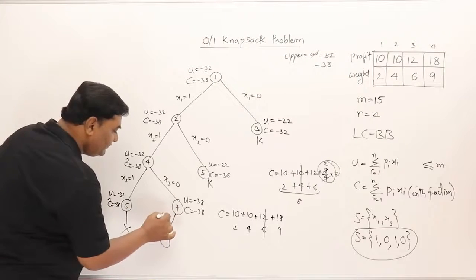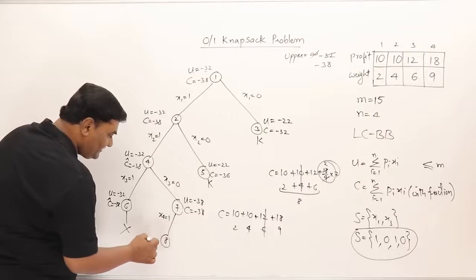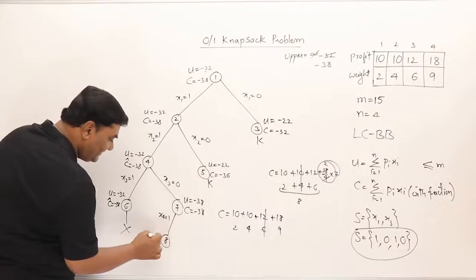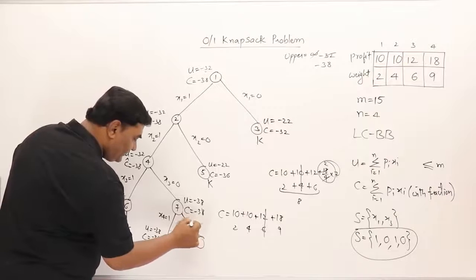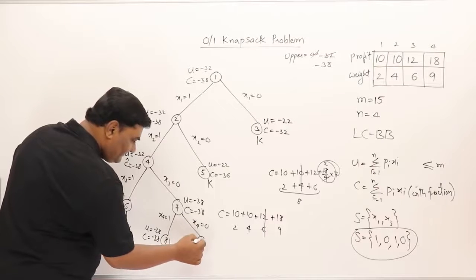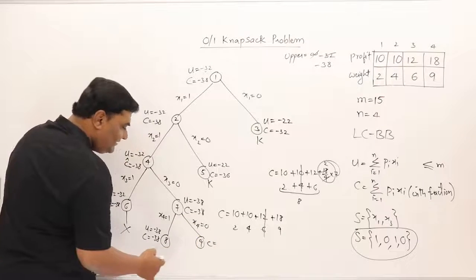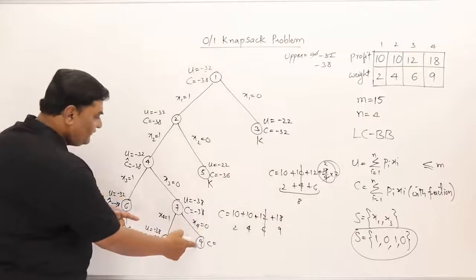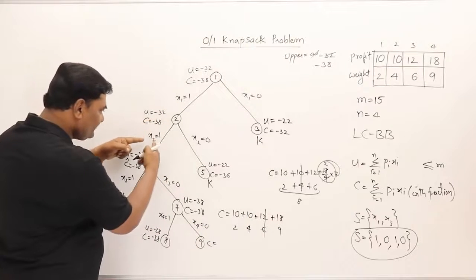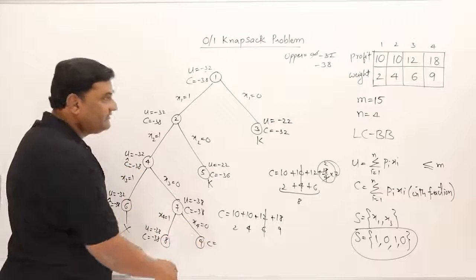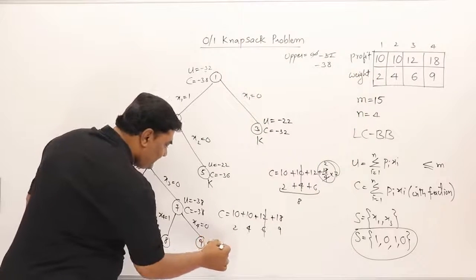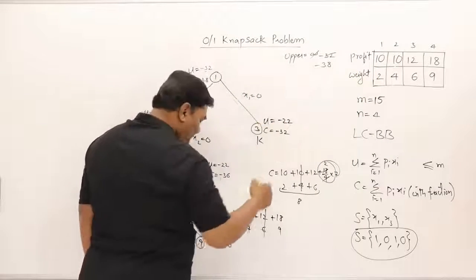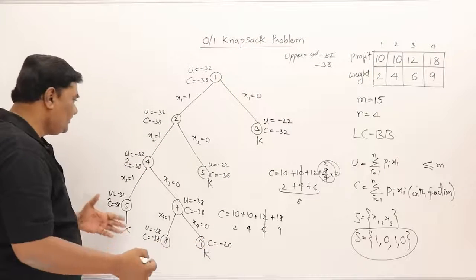Fourth object included in the bag. So if the fourth object is included in the bag, the cost will be the same thing only, minus 38, and the upper bound also minus 38. And fourth object not included in the bag. The cost will be how much? Without the fourth object, right? If you follow this tree, first included, second included, third not included, fourth not included, means only two objects, that is 10 and 10. So 10 plus 10 is 20, minus 20. So this is greater than that one. So kill the node.